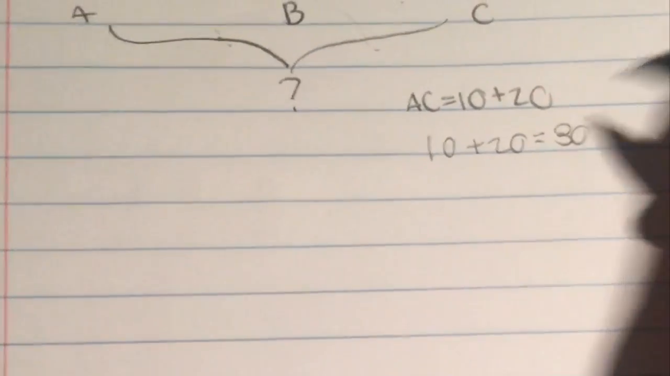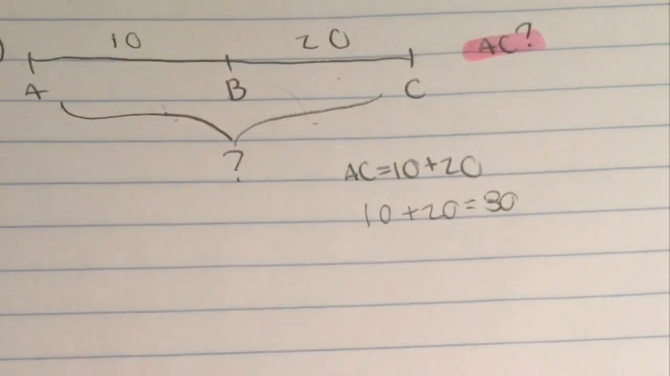So we know that 10 plus 20 equals 30. So your total length of A to C is just going to be 30.